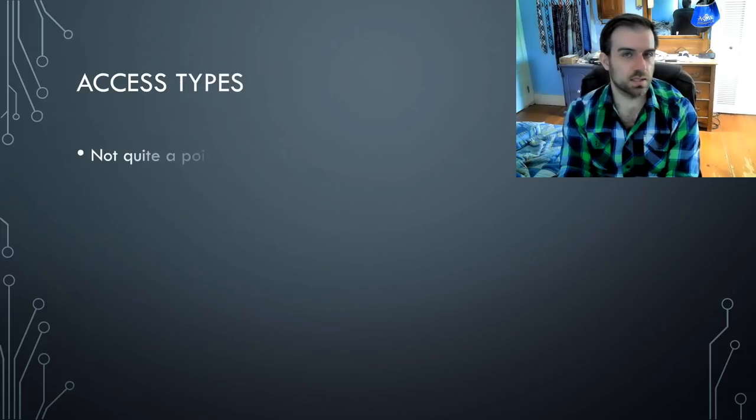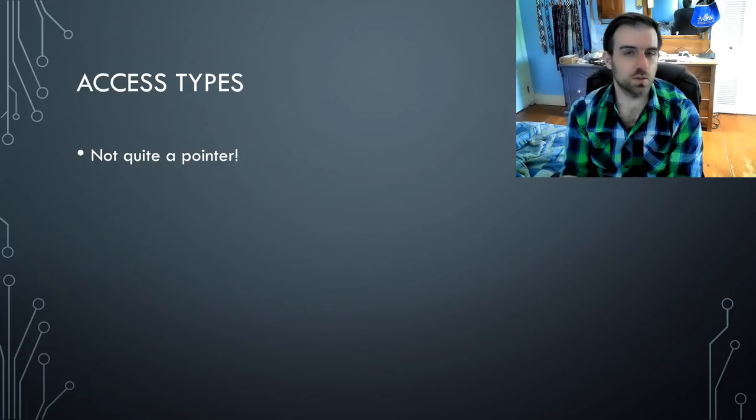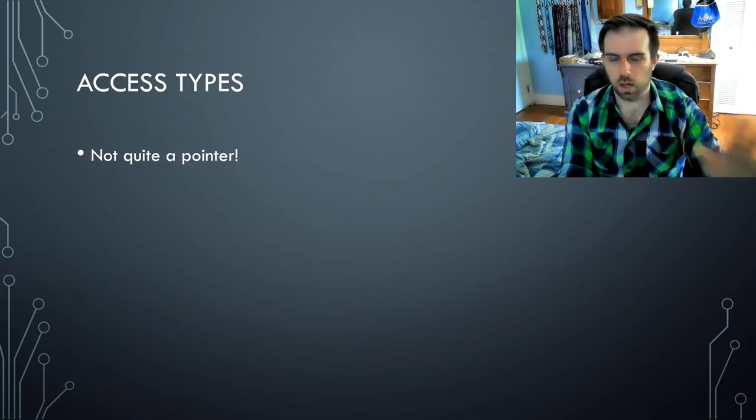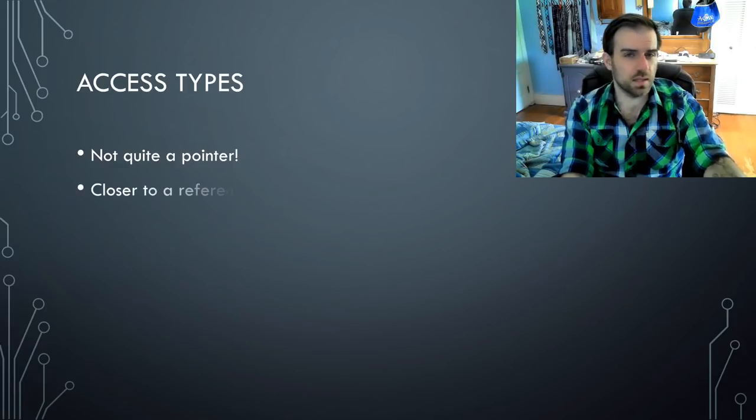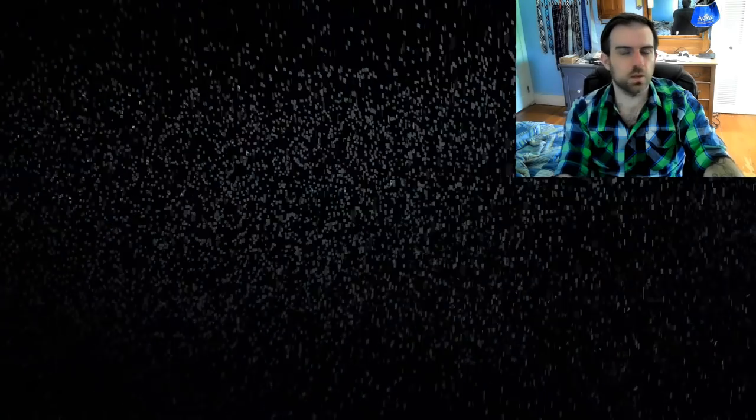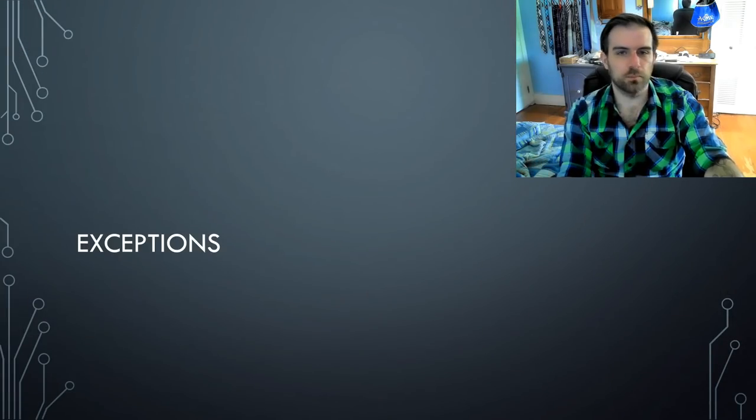So some things to note about access types is that they are not a pointer. Not quite, anyways. Sure, they do point to something, but they definitely don't work the same way as pointers. There isn't any pointer arithmetic going on. Now, it is possible to actually get that through a specific type that exists in Ada, but we're not going to cover that here. With this in mind, it's much closer to a reference, although it's still not quite that either, but it is probably best to view it as a reference. It refers to another thing rather than actually being that thing.